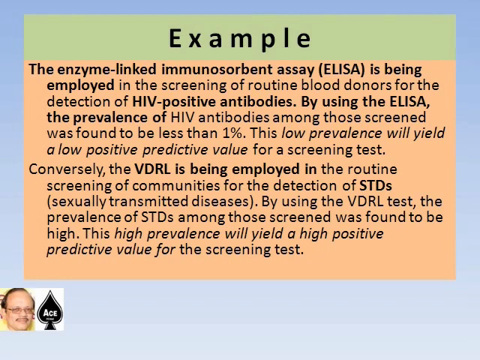For example, the enzyme linked immunosorbent assay, ELISA, is being employed in the screening of routine blood donors for the detection of HIV antibody. By using the ELISA, the prevalence of HIV antibody among those screened was found to be less than 1%. This low prevalence will yield a low positive predictive value for a screening test. Conversely, the VDRL is being employed in the routine screening of communities for the detection of STDs, sexually transmitted diseases. Using the VDRL test, the prevalence of STD among those screened was found to be high. This high prevalence will yield a high positive predictive value for the screening test. The explanation I just gave: low prevalence, low positive predictive value; high prevalence, high positive predictive value.